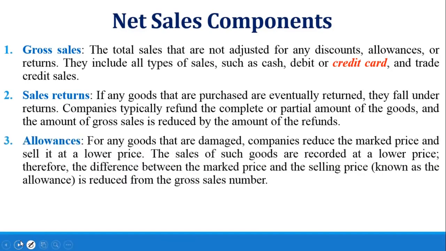So, for any goods that are damaged, companies reduce the mark price. Tapos, bibenta na nila ng mas mura, kasi may damage na siya. So, they sell it at a lower price, and the sales of such goods are recorded at a lower price. Therefore, the difference between the market price and the selling price, which is the allowance, is reduced from the gross sales number. So, doon na siya ibabawas.